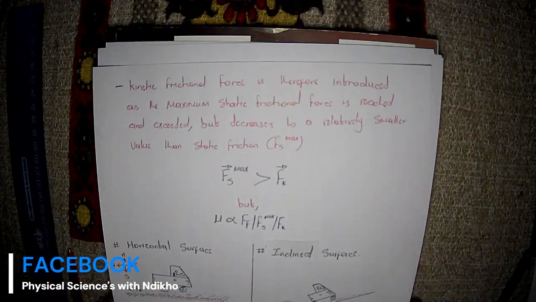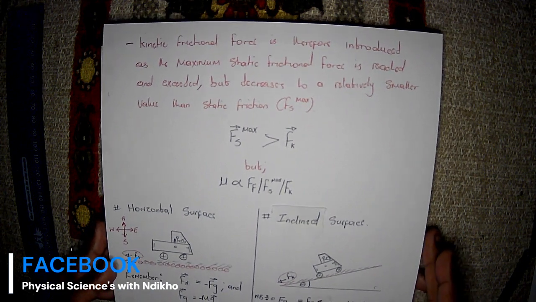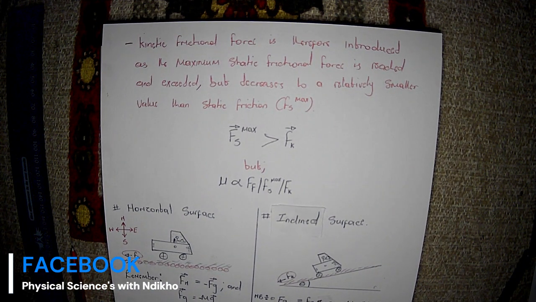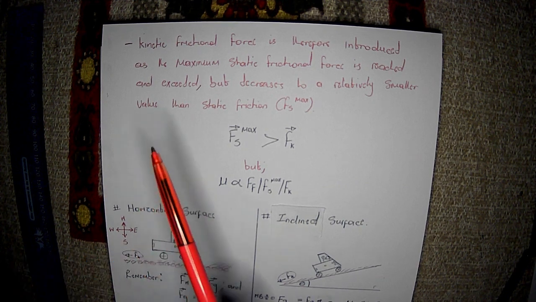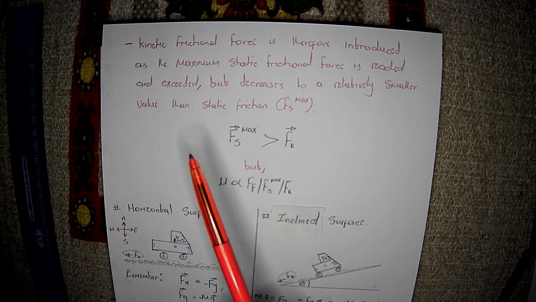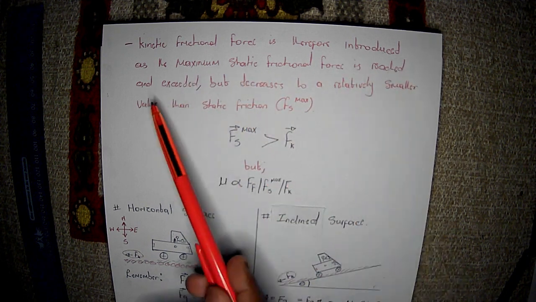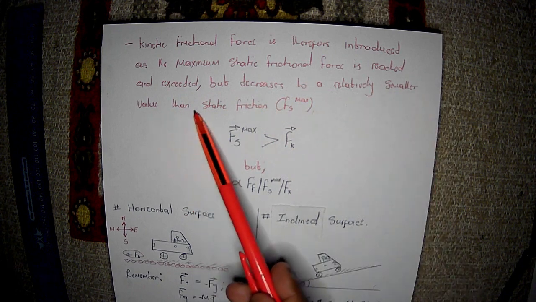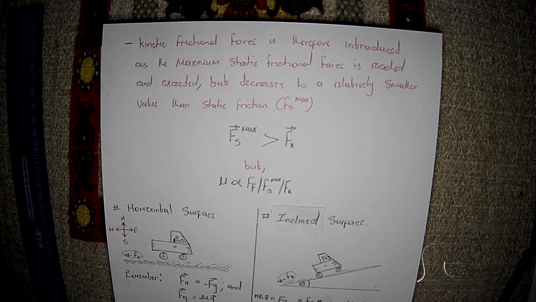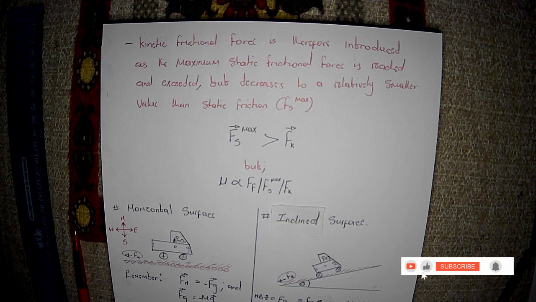Now, continuing on the conversation and the example about equilibrium and threshold value. Kinetic frictional force is therefore introduced as the maximum static frictional force is reached and exceeded, but decreases to a relatively smaller value than static frictional force. Let's think about it this way and actually debate about this. The above-mentioned statement suggests that a kinetic frictional force is introduced when we reach a maximum value of static frictional force. This is when we reach equilibrium or a threshold value.